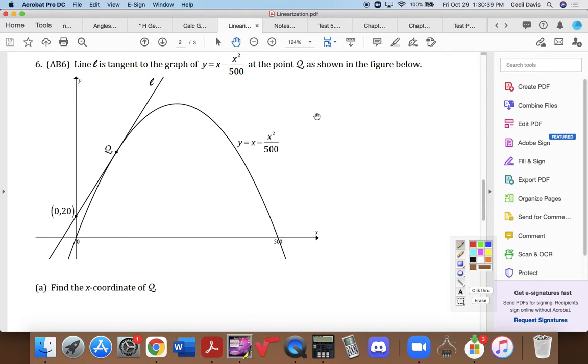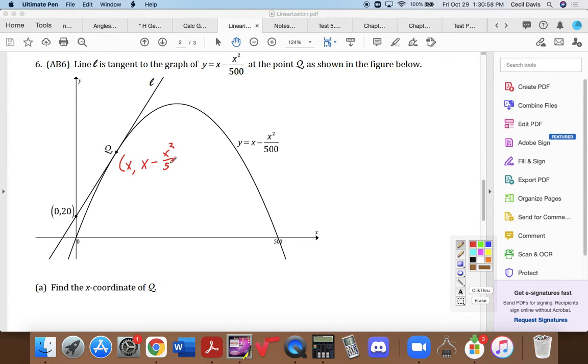All right, so line L is tangent to the graph of y at this point, as shown in this figure. Find the x-coordinate of Q. So Q has coordinates x, comma, x minus x squared over 500. We can find the slope of this line two ways. We can find the slope by just doing change in y over change in x, and we can say that it's equal to the derivative of this curve at this point.